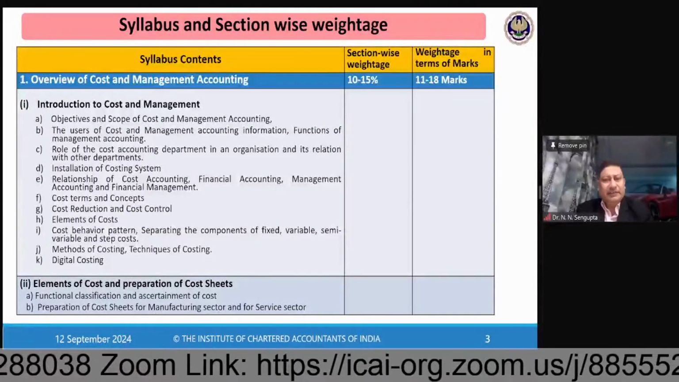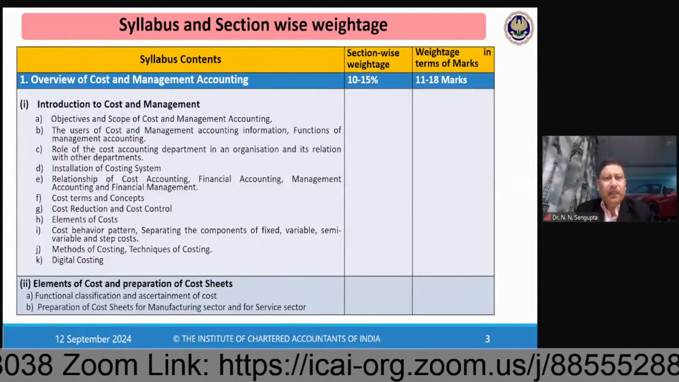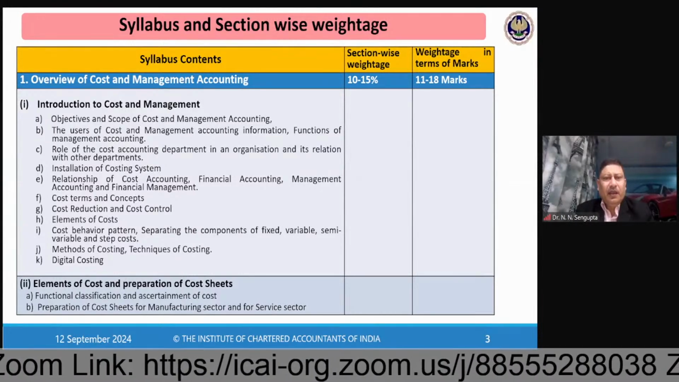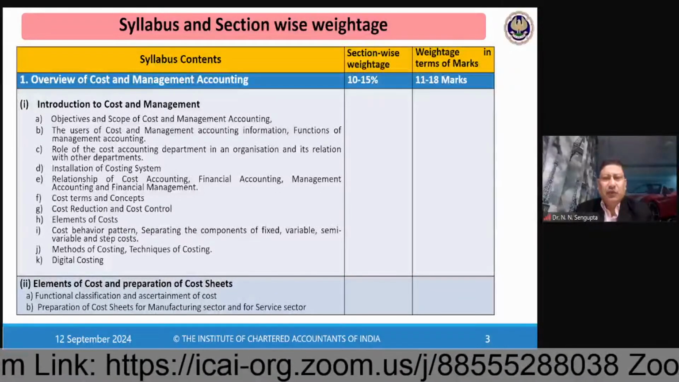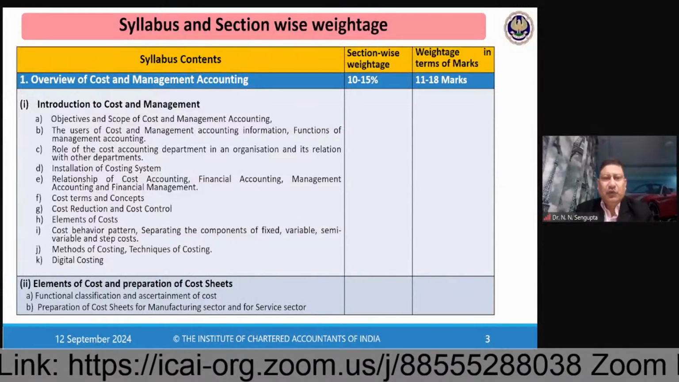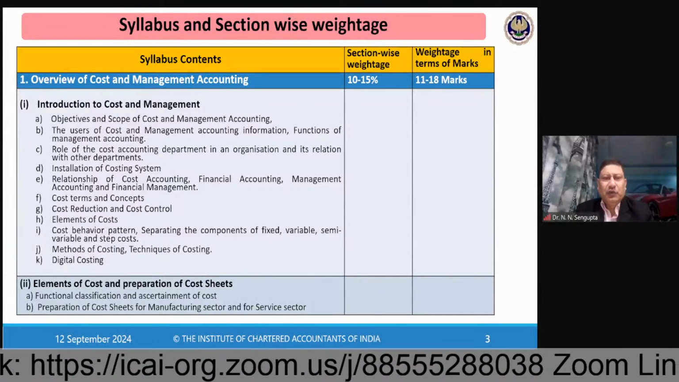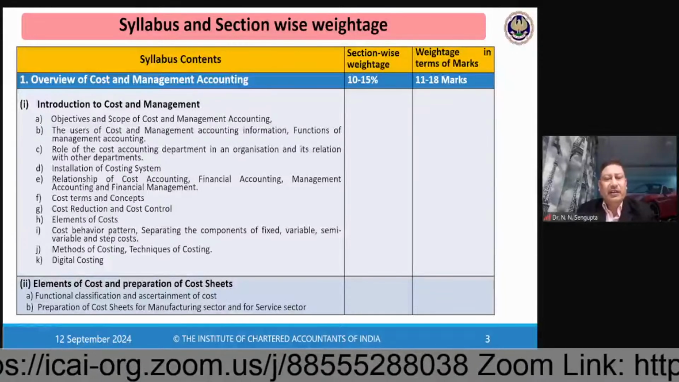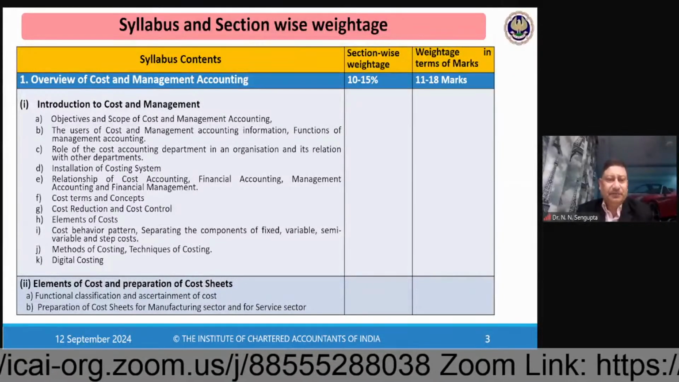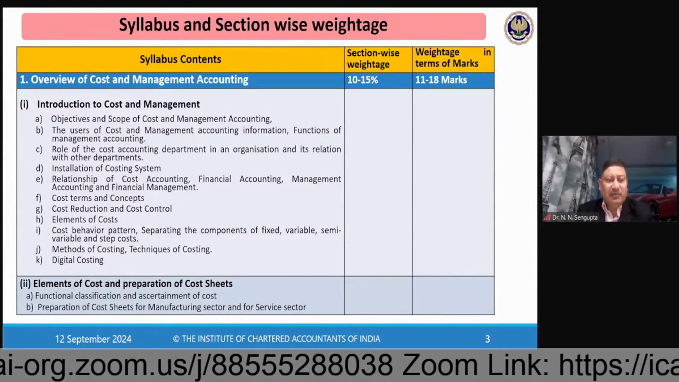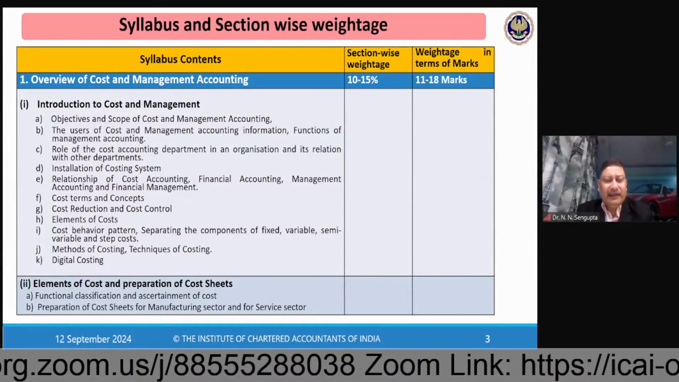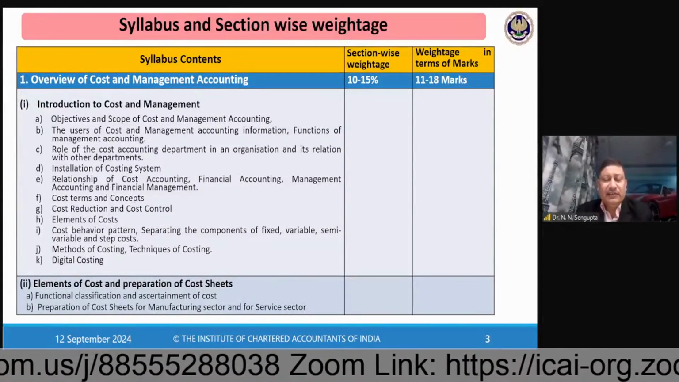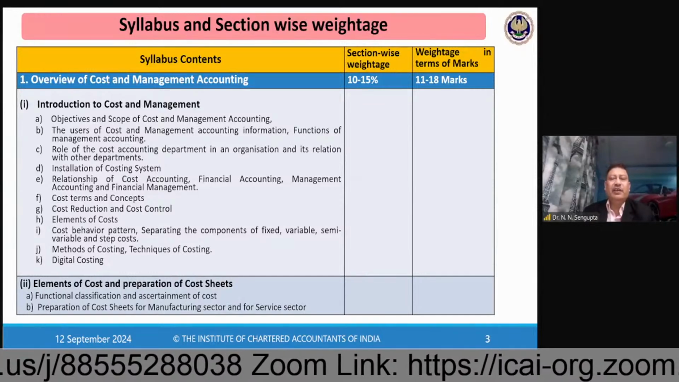So, about the syllabus. This is the overview of cost and management accounting, where the cost sheet is there. Today, sir will be taking you through this introduction to cost and management accounting. And then there is a part of cost sheet in this, and this total weightage is around 10 to 15%.